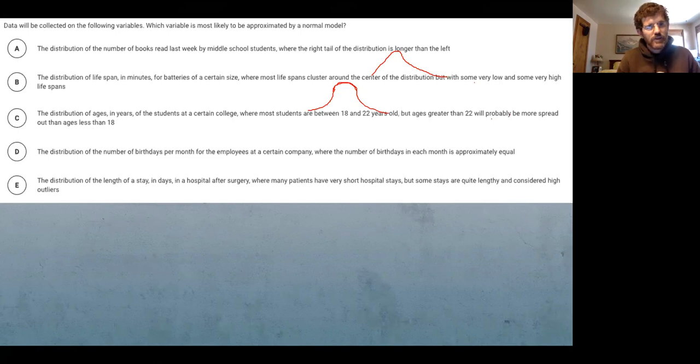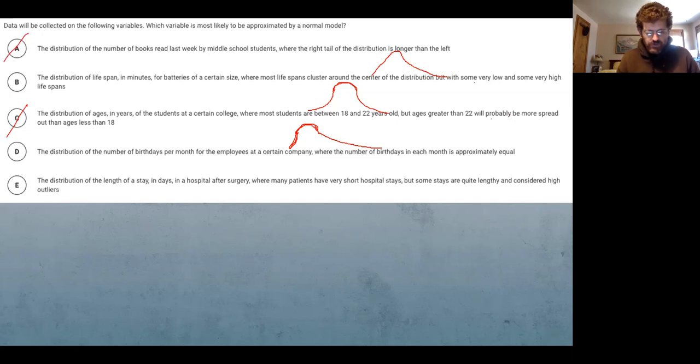Now, the next one: the distribution of ages in years of students at a certain college are between 18 and 22, but greater than 22, the ages are spread out more than less than 18. So again, 18 to 22 is where most of your data lives, but then you're going to have some spread out data above 22, not so much below 18. Again, skewed, so I will cross these two off right here.